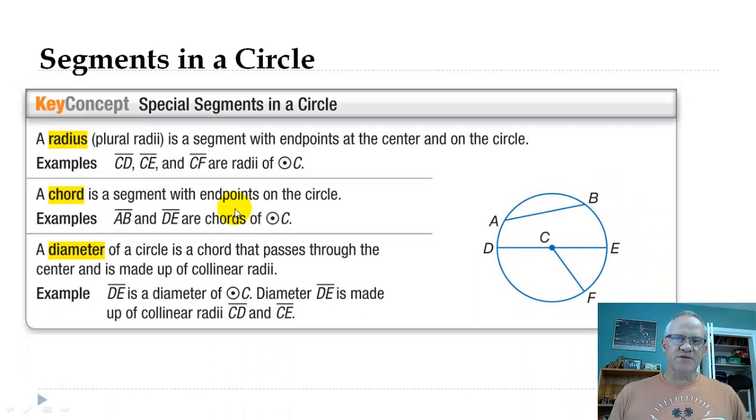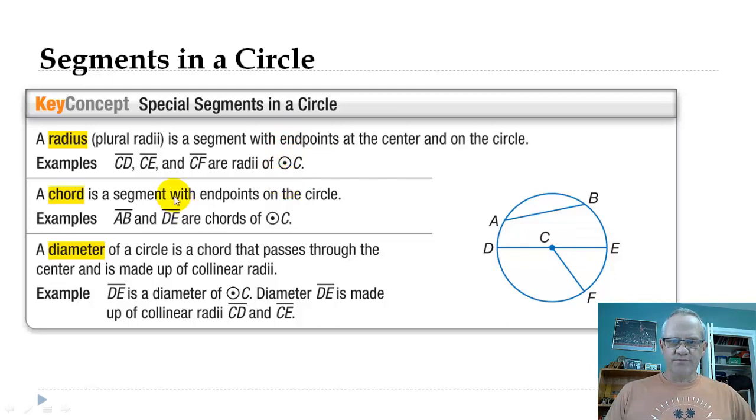All right, so there are different segments in a circle. First of all, the radius. The radius, and by the way, the plural for that is radii. That's more than one radius. A radius is just a segment that has an endpoint at the center and on the circle. So if you look here, the center is C. If you go out here, the end of this segment would stop at F. So from C to F is a radius. Also from C to E is a radius, and from C to D is also a radius. All three of those are radii. So a radius is just from the center point to the circle itself.